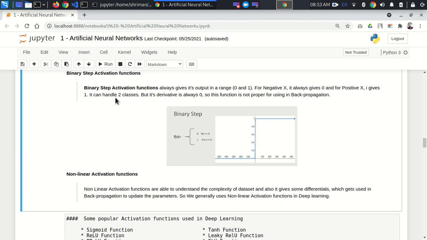Yeah, it can handle two classes, maybe 0 and 1. But its derivative is always 0. Derivative means we find, in this function, the change of y with respect to x. If I increase the value of x, what kind of change am I going to see in terms of y? How is y changing with respect to x?